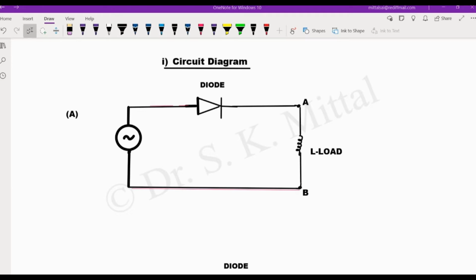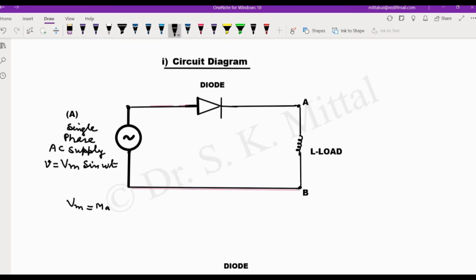Now see here, the single phase AC supply voltage is represented by V is equal to Vm sin omega t, where Vm is equal to maximum value of supply voltage.